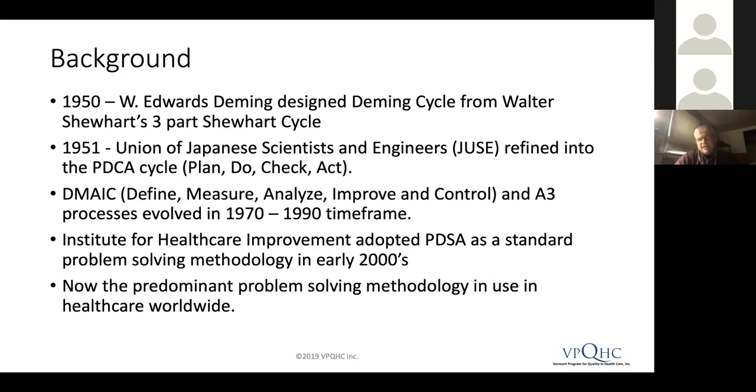Around the early 2000s, IHI adopted PDSA as a standard problem-solving methodology. Not just in the United States, around the world, it started to become much more popular around that time frame. And it's arguably one of the predominant problem-solving methodologies in use in healthcare worldwide at this point. And there's a lot of good reasons for that, and we'll go through some of those as we dive through the presentation.